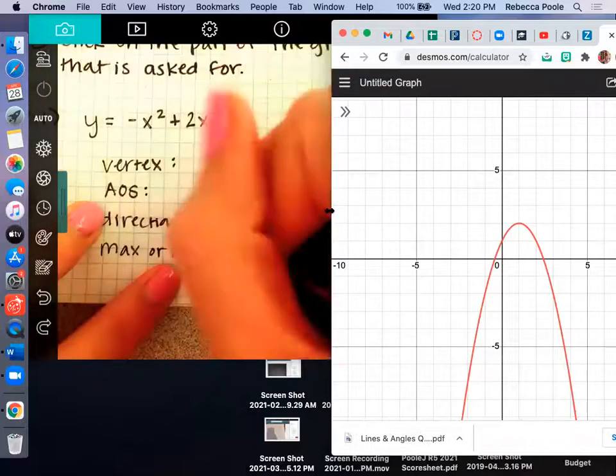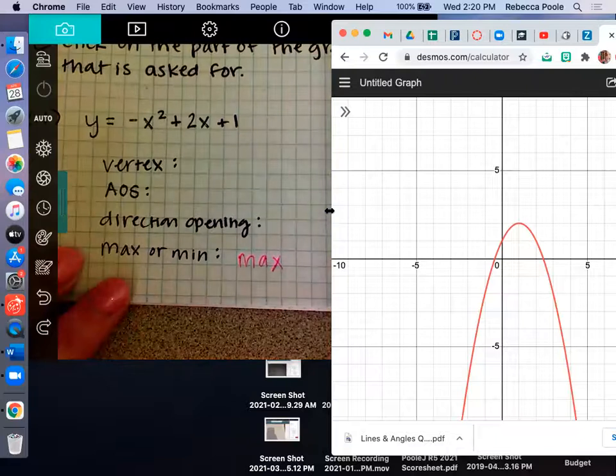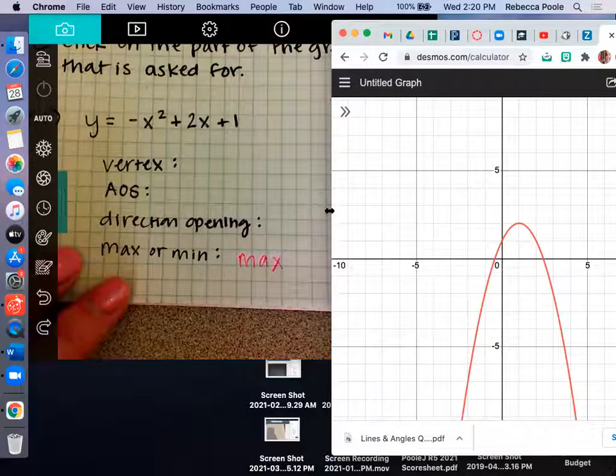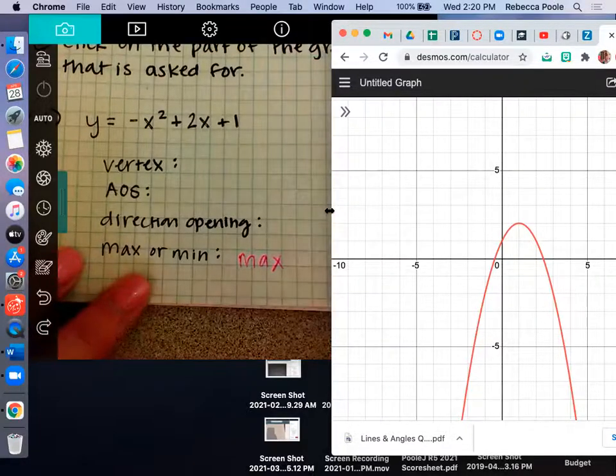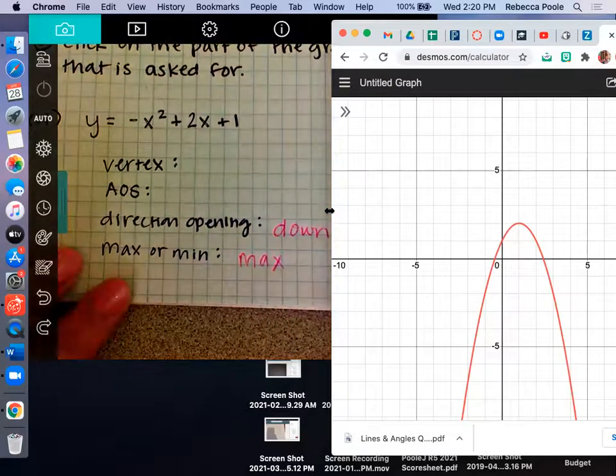What do you not have to click on? Max or min? It's a max. It's the point is at the top. Now what else do we have to click nothing to find? Where's it opening? Down. Very good. That took what? 5 seconds? Like if that, okay? It's opening down and there's a maximum.